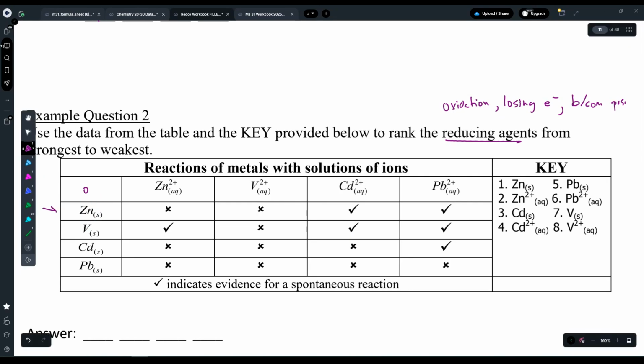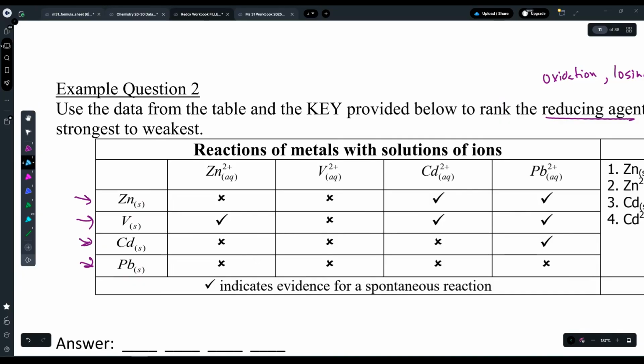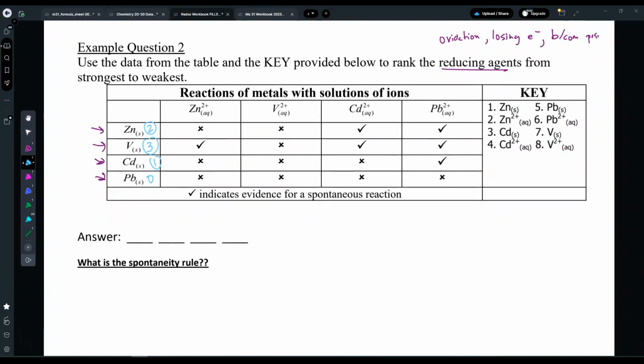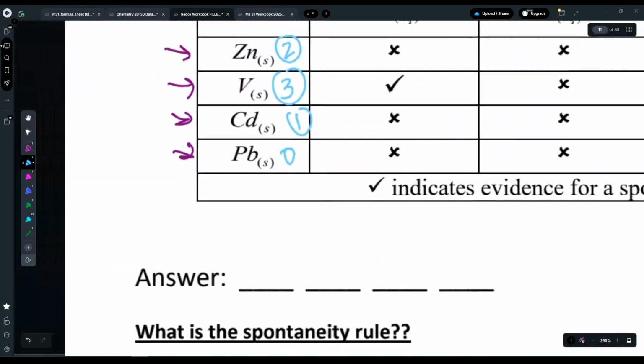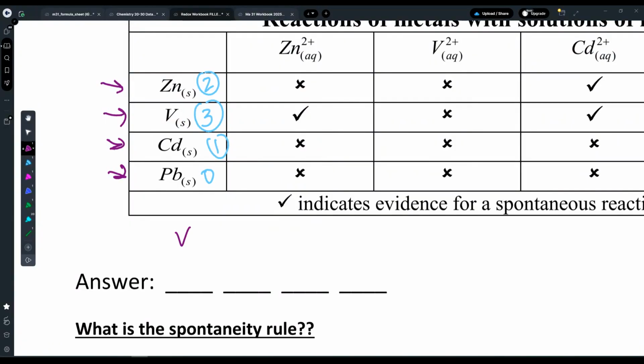So I'm going to be reading the rows here this time around. Before it was the columns. Okay, so for zinc, looks like it went under 2 reactions. Vanadium, 3, cadmium, that's going to be 1, and then lead didn't do anything. Okay, so we're ranking it from strongest to weakest, so most reactive to least reactive. So let's just do this stepwise. So vanadium was the most reactive, then zinc, then cadmium. There we go. And then lead.